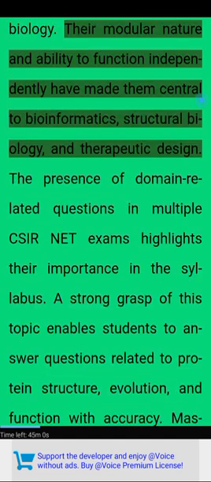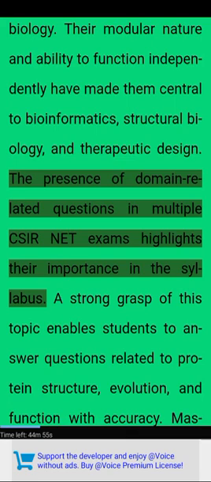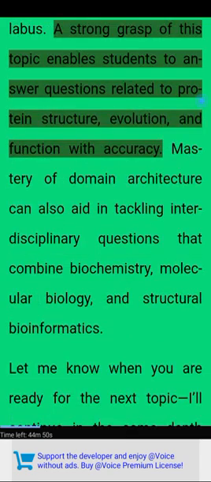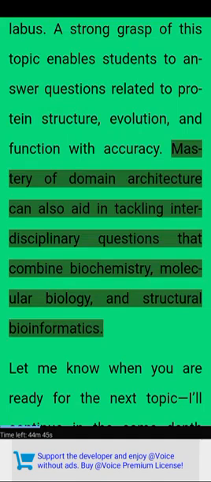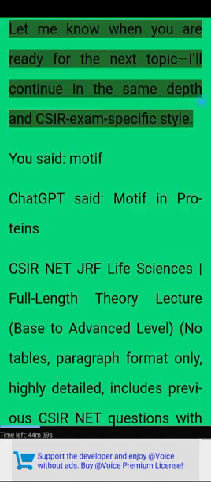Their modular nature and ability to function independently have made them central to bioinformatics, structural biology, and therapeutic design. The presence of domain-related questions in multiple CSIR NET exams highlights their importance in the syllabus. A strong grasp of this topic enables students to answer questions related to protein structure, evolution, and function with accuracy. Mastery of domain architecture can also aid in tackling interdisciplinary questions that combine biochemistry, molecular biology, and structural bioinformatics.